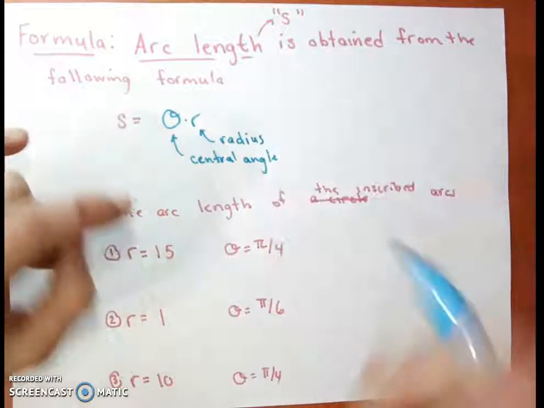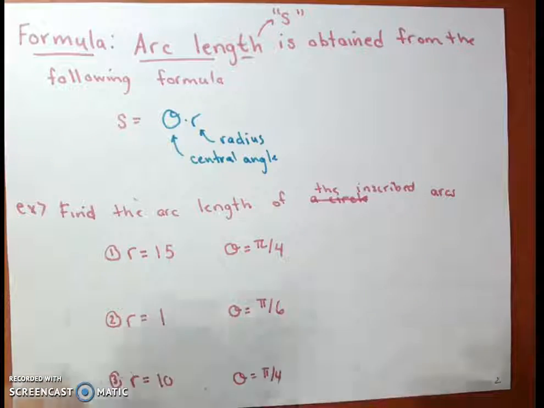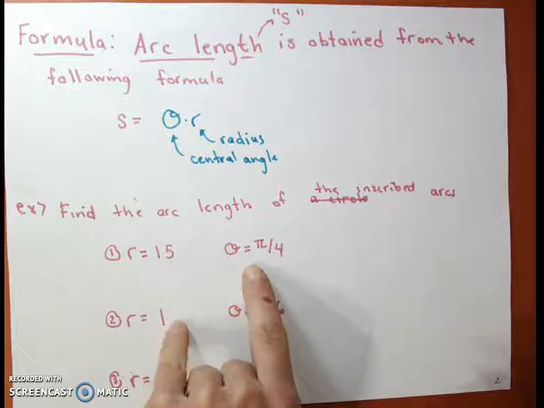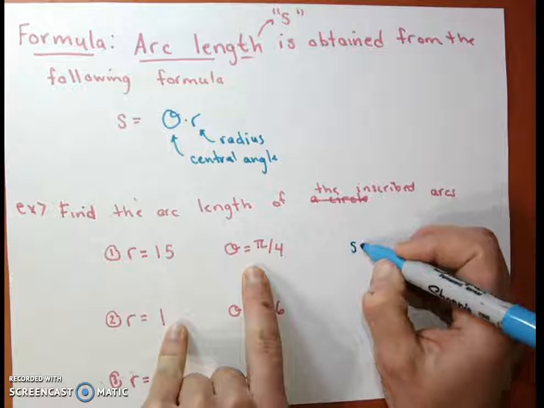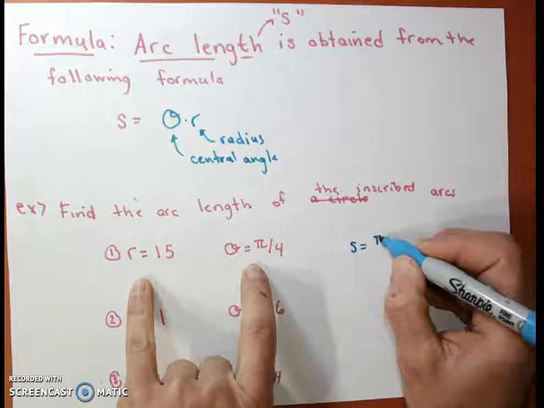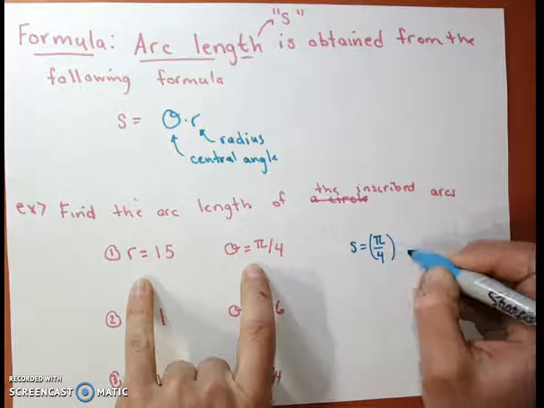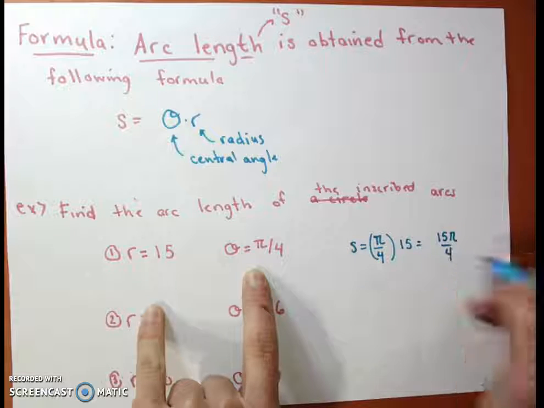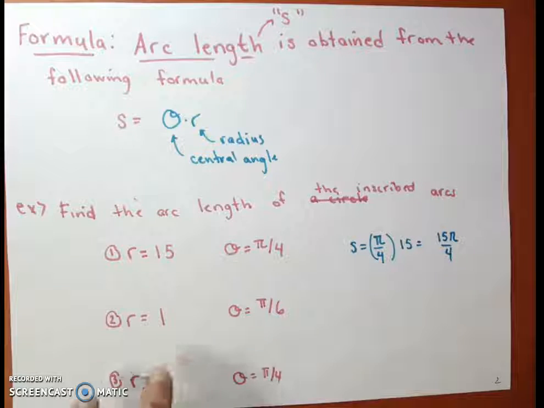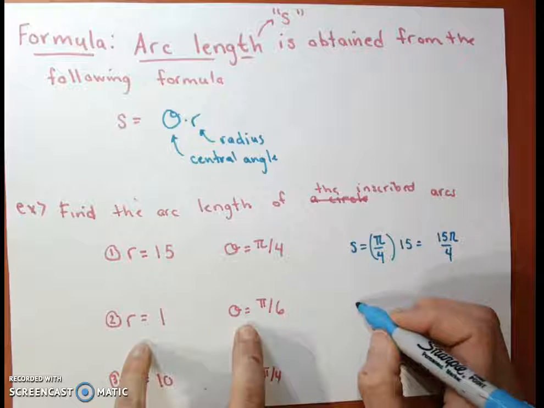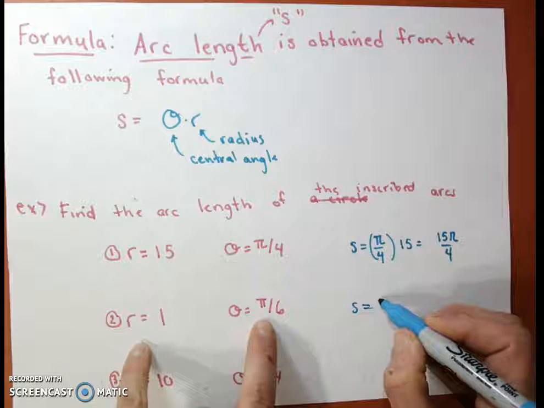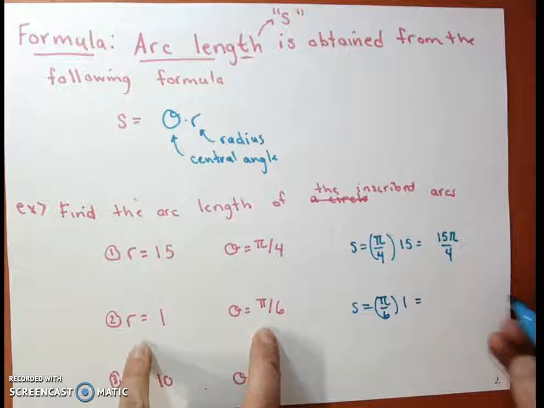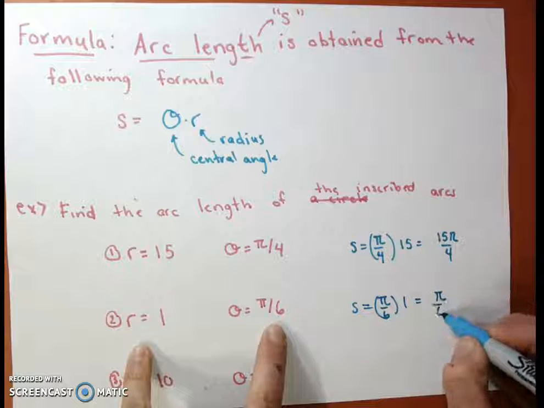So let's see how easy this is to do in these cases. So if my radius is 4 and the central angle that I'm given is theta, then I get the arc length by doing theta times the radius. So I get 15 pi over 4. Now if my radius is 1, then my arc length is going to be theta, which is pi over 6, times 1, which is just pi over 6.